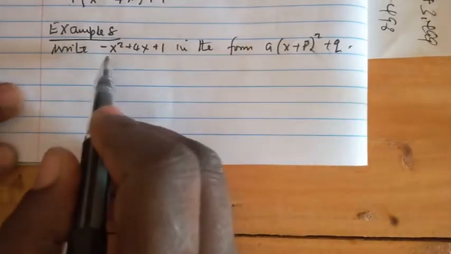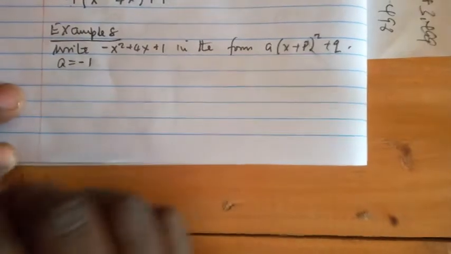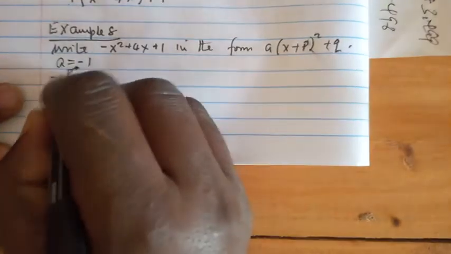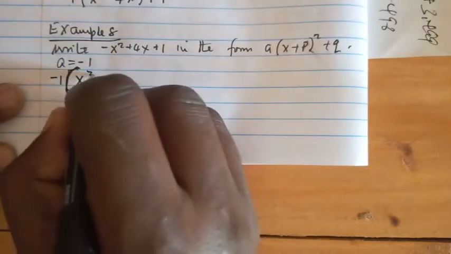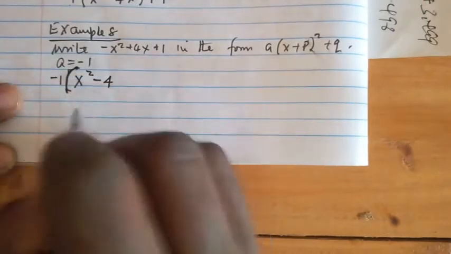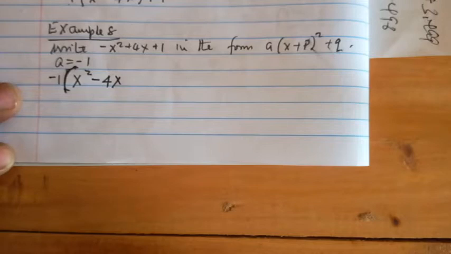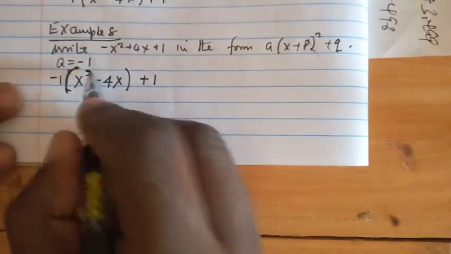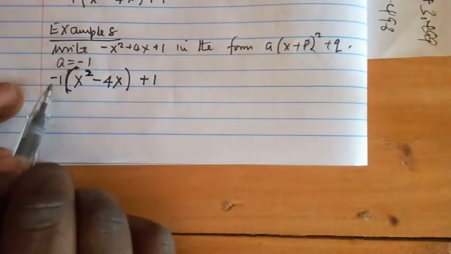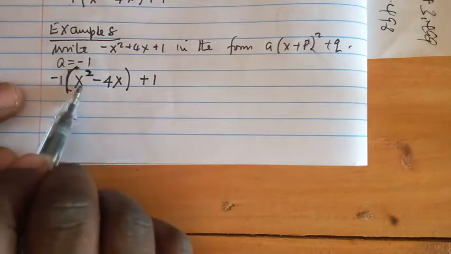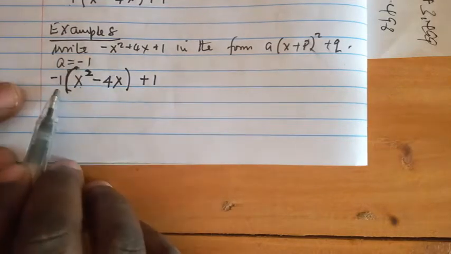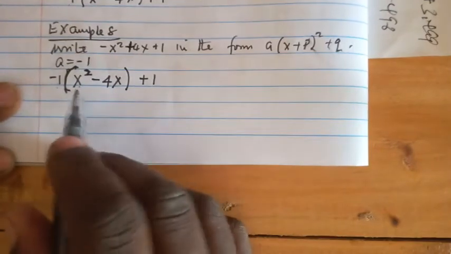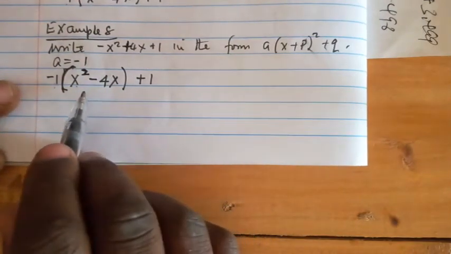So of course, here a is equal to -1, so it is -1 which is going to be outside, and we have x squared minus 4x. Close the bracket, of course, plus 1. The reason why I have written -4x is because if you open this bracket again, you'll have minus x squared, which is represented here. Negative times negative will give you positive 4x, which was originally the case. And that is how we came up with minus 4x.